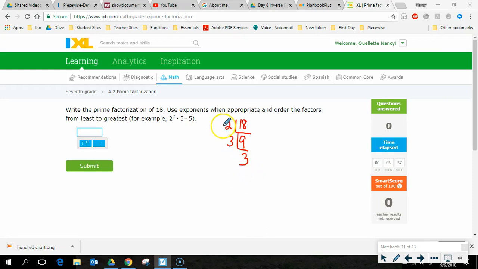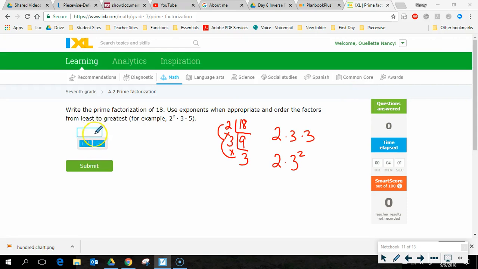Okay, so your prime factorization is this right here on the outside. So it's 2 times 3 times 3. So that's your prime factorization of 18. Now remember, if you have 2 of a factor, you need to use your exponent. And so in this case, it's 2 times 3 squared is our answer. So let's type that in.